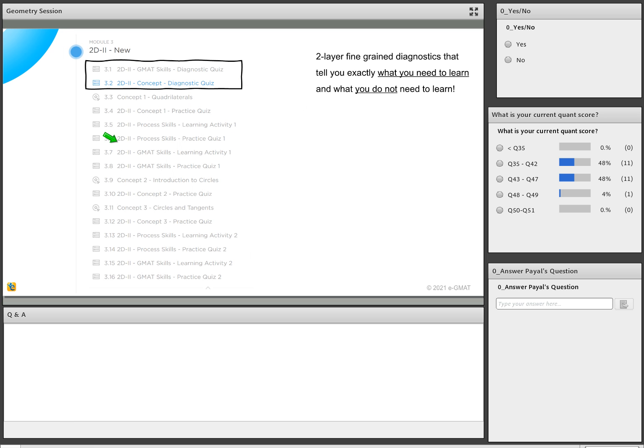You take 2-layer fine-grained diagnostics before you start learning any content in any module, and these diagnostics tell you exactly what you need to learn and what you do not need to learn. Both are very important because ultimately you have only a finite amount of time to invest in preparing for your GMAT. You don't have infinite time. You have your professional careers to manage and your personal life to balance. So you need to spend your time learning what you need to learn. That is where we have invested so much effort in creating these diagnostics.